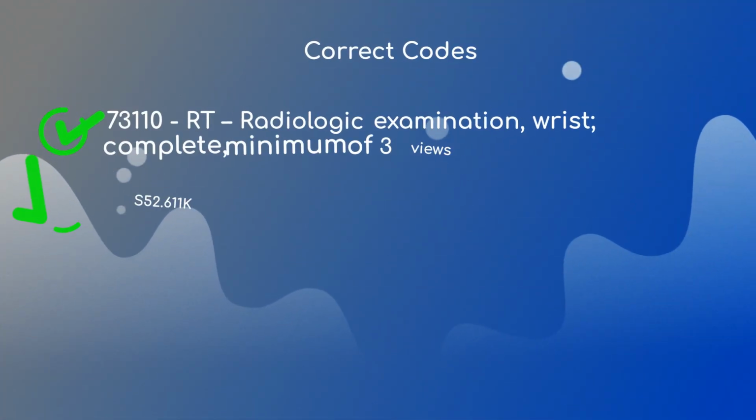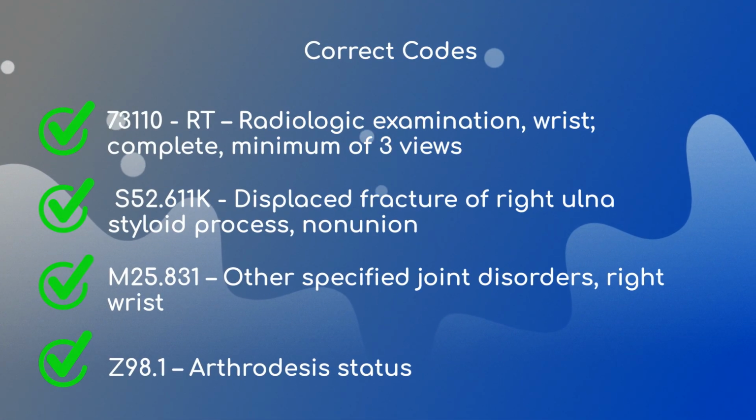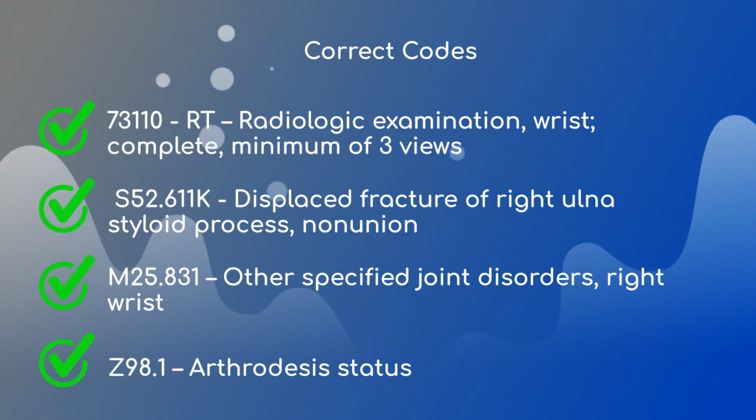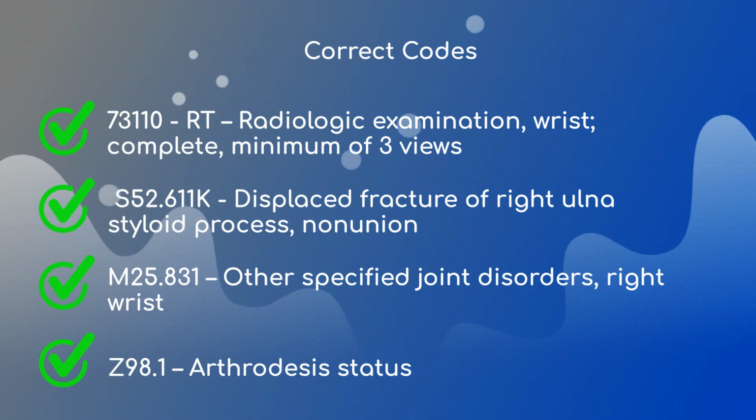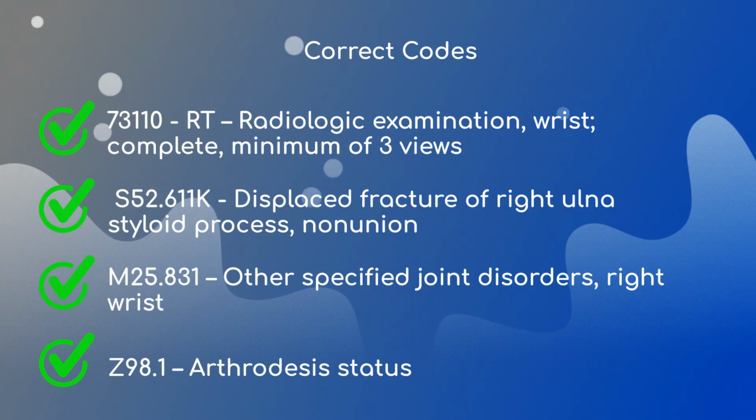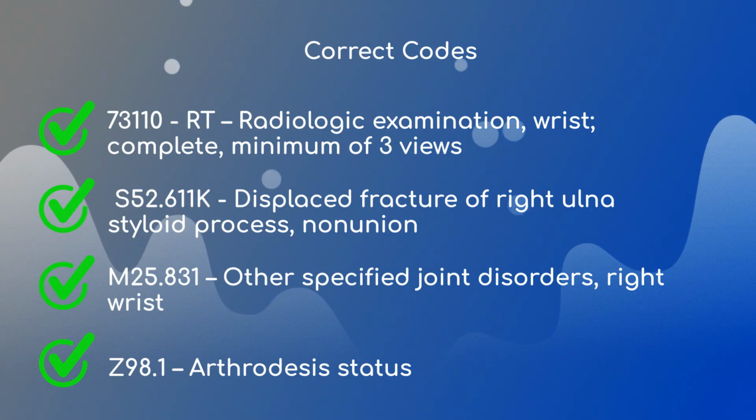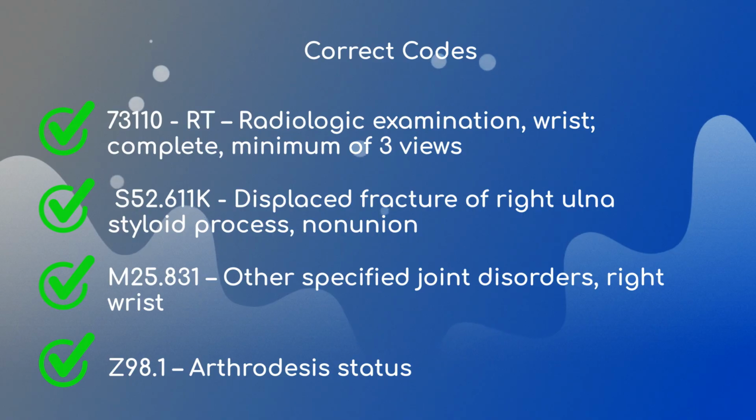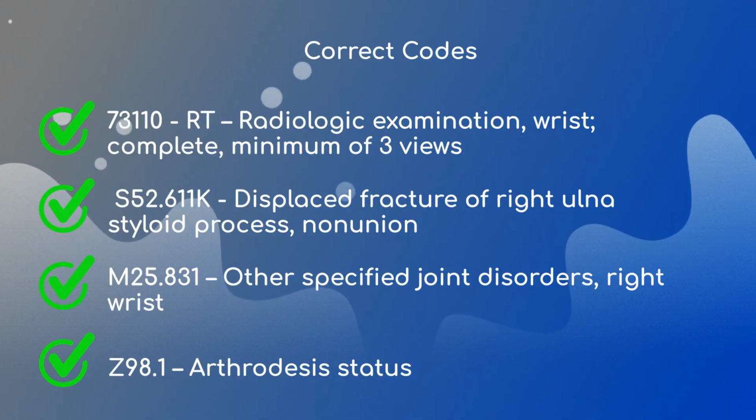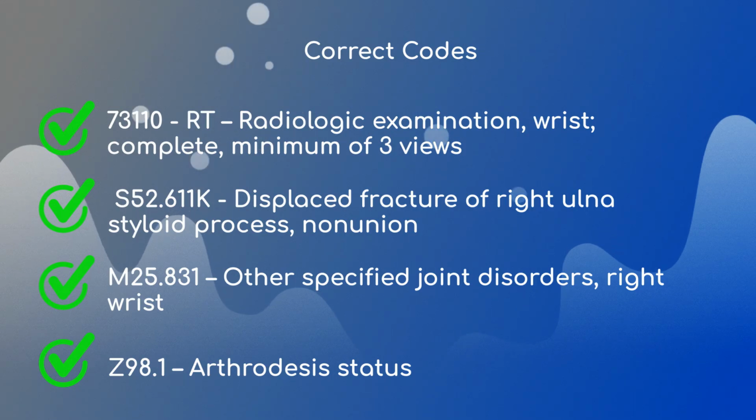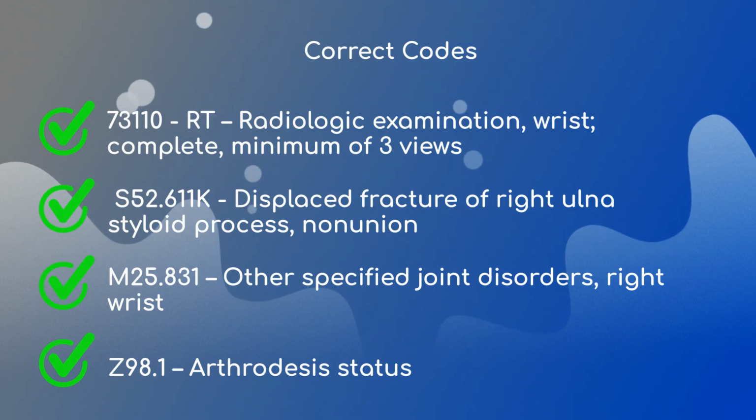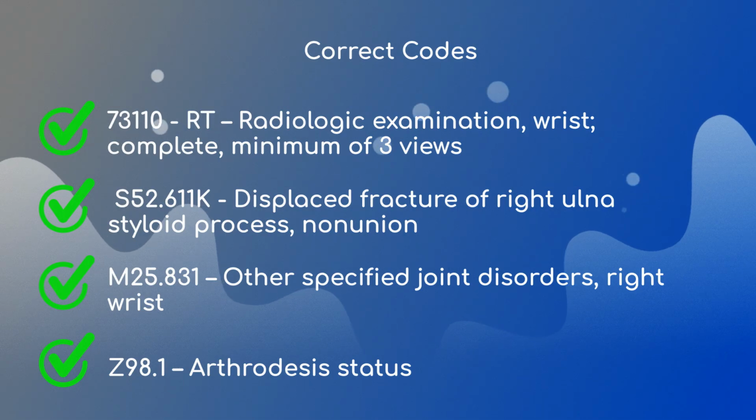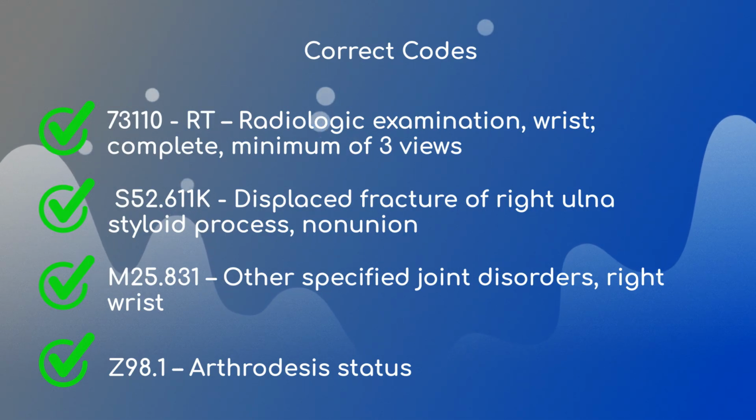The correct codes for this report. CPT code 73110, right, radiologic examination, wrist, complete, minimum of 3 views. ICD-10-CM codes are S52.611K, displaced fracture of right ulna styloid process, subsequent encounter for closed fracture with non-union, M25.831, other specified joint disorders, right wrist, and Z98.1, arthrodesis status.